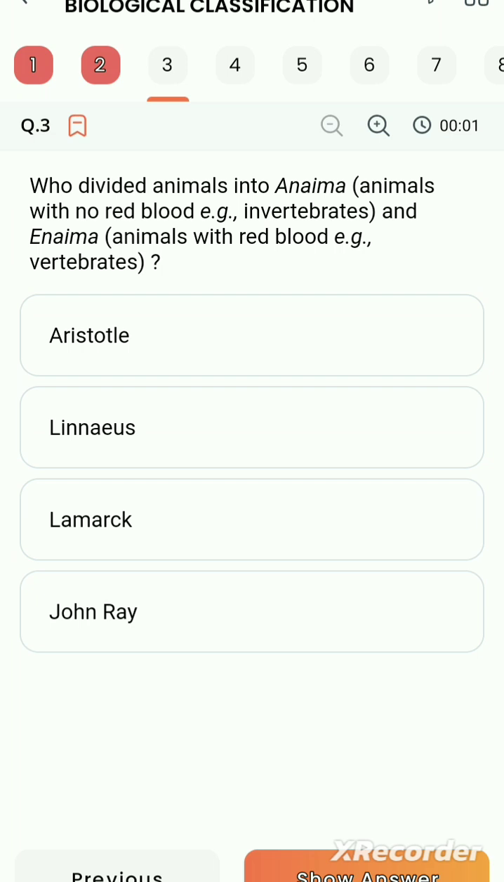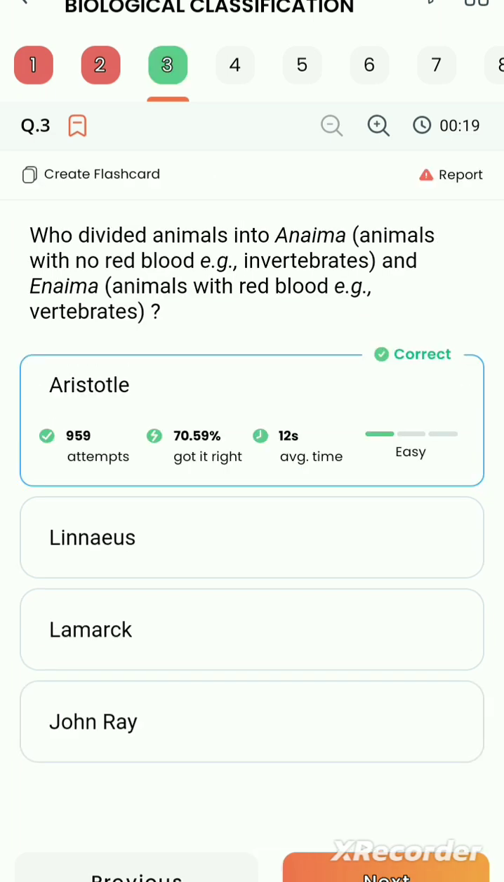Next question. Who divided animals into Anaima, that is animals with no blood cells, and Enaima, animals with red blood cells, that is the vertebrates? Who did this? That is nothing but Aristotle, right?